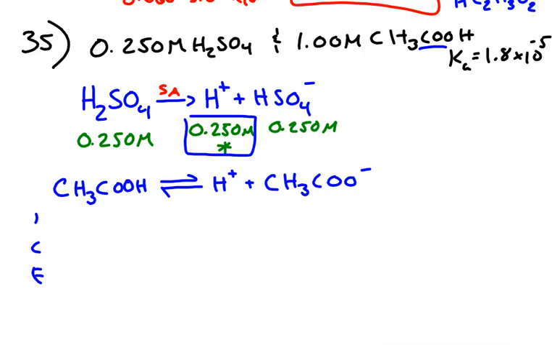Now I made this one, or they made this one easier because the first one was a strong acid. If this was a weak one, right away I'd have to do an icebox. I'd have to make it equal K. I'd have to find X. And then X would be the final two things on the right side, as an example.